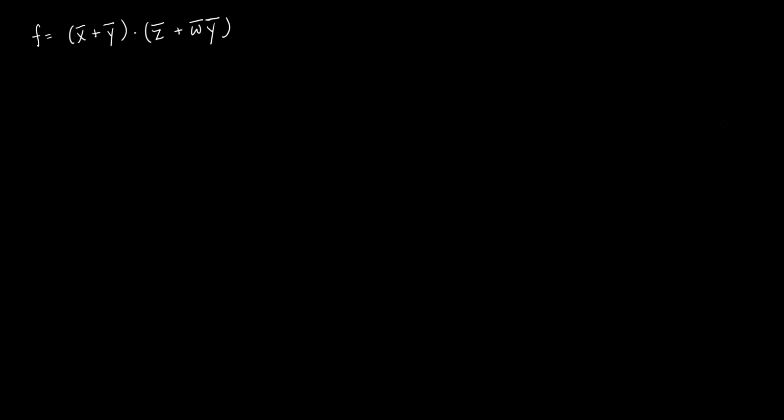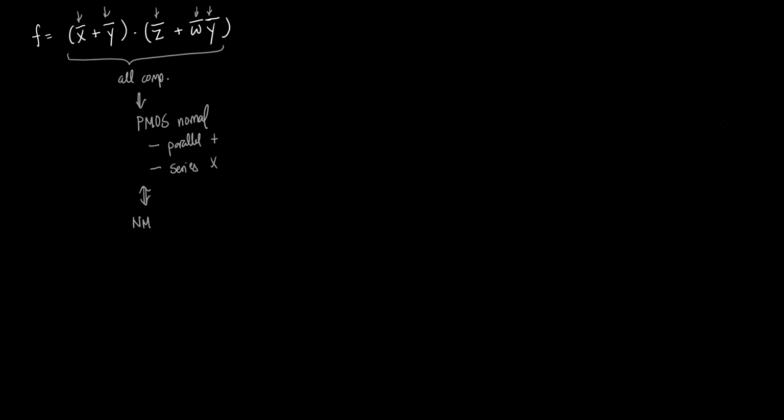All right, so this example is a bit harder, but let's try to go through it. So let's take a look at our function here. All of our inputs this time, we can see they're all complemented. And what that means for us is that we're going to treat PMOS as normal. That means that for the PMOS transistors, we are going to have parallel represent addition and series represent multiplication. And since NMOS has to be opposite to PMOS, we know that for the NMOS transistors, we're going to treat parallel as multiplication and series as addition.